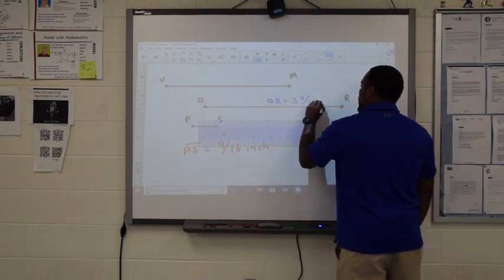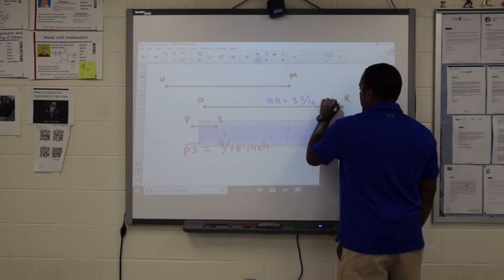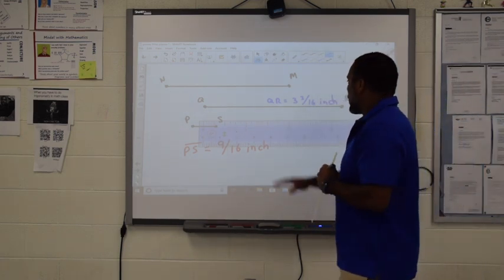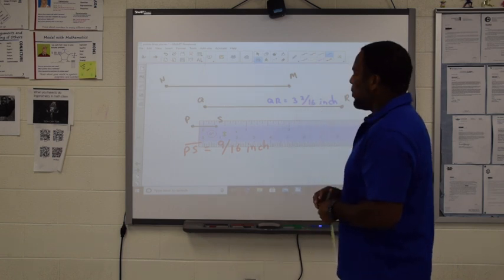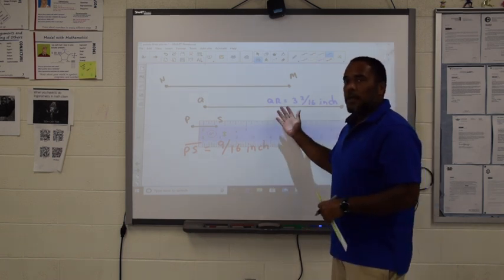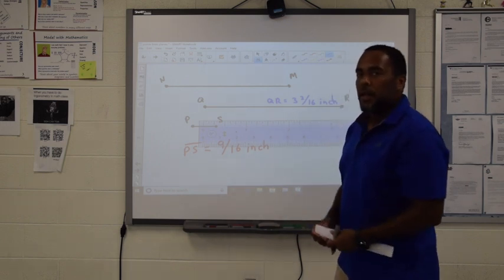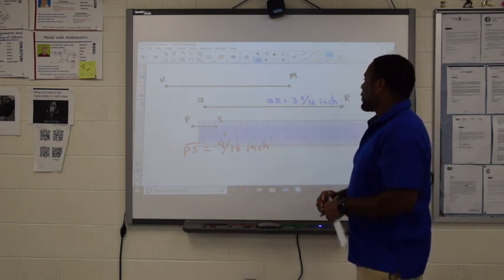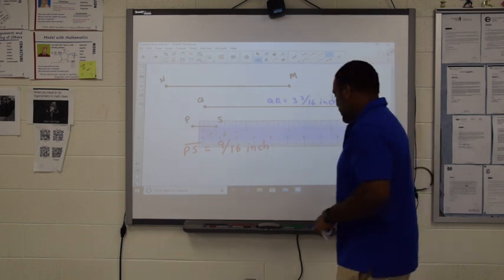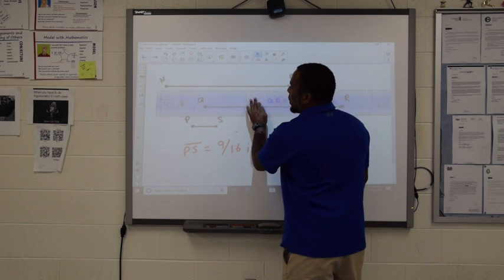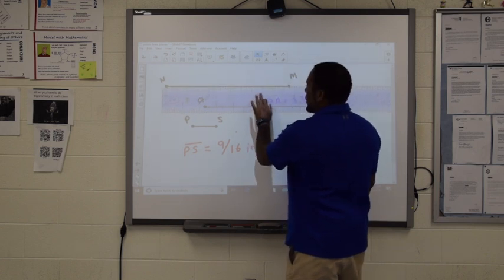3/16 of an inch. Now, oddly enough, whenever you're talking about measurements, you do usually leave it as a fraction. You don't write 3 point something something of an inch. So you would leave it as 3 3/16 of an inch, unless you're in here.